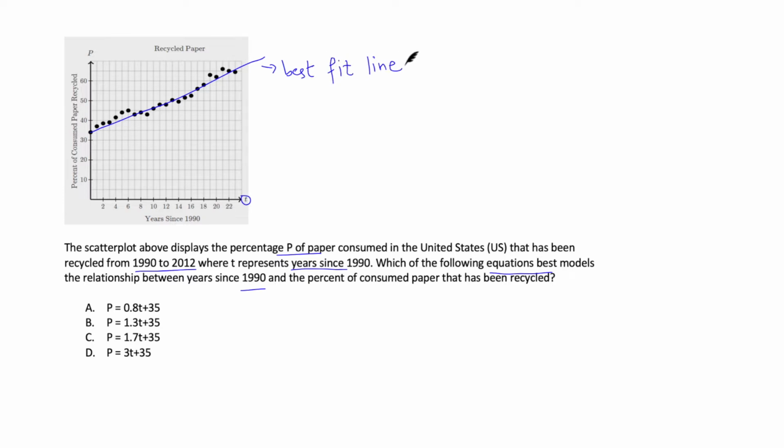So let's form the equation, and you know the equation is y equals mx plus b. We have already studied this, so this is not different. And you can see the y-intercept is basically 35. So the y-intercept is 35 in all the options. Now you need to find your m, the gradient. Now take 2 points and find the gradient.